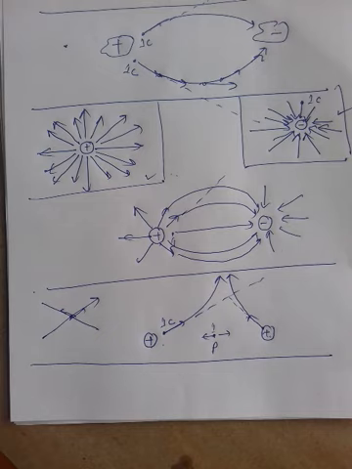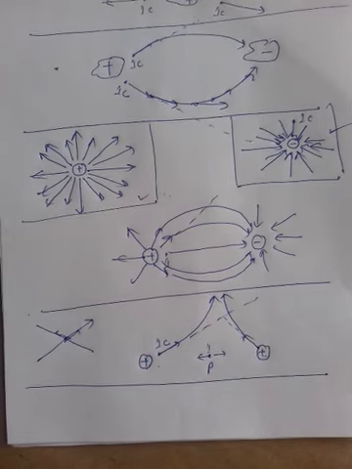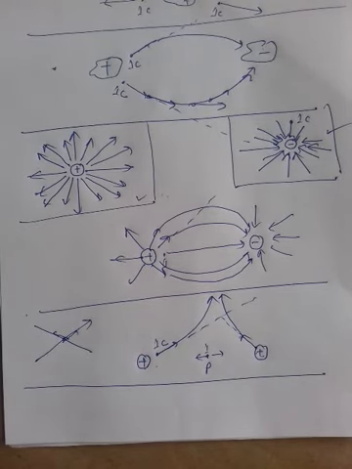Number 1, electric lines of force start from a positive charge, meaning they originate from a positive charge, and they terminate on a negative charge. Terminates means coming to an end.